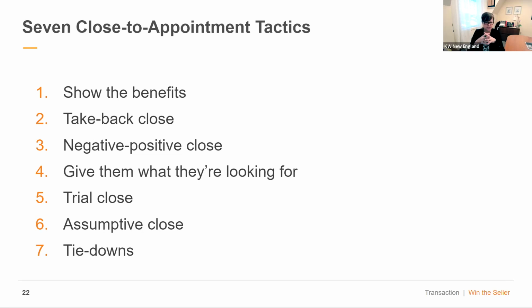You've got to show the benefits, you've got to talk about that negative positive, give them what they're looking for. Then the old trial close: okay, cool, why don't we do it for 30 days? No pressure. Let's throw it out there for 30 days, see what we get. Sometimes people just need a little different plan. You've got to be flexible. And I like the assumptive close. What does that mean, guys?